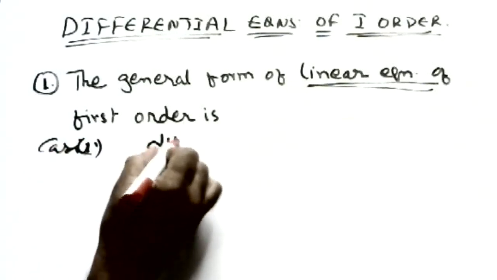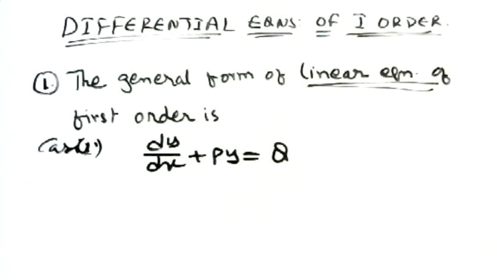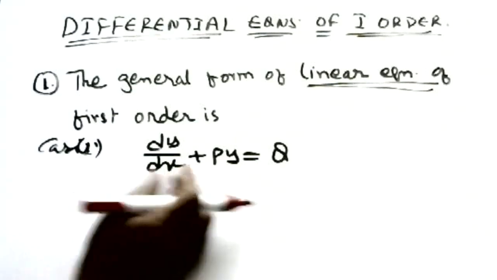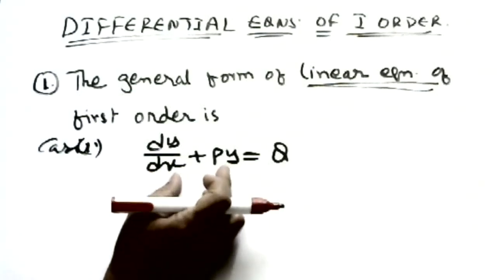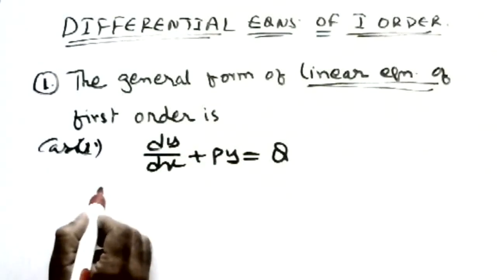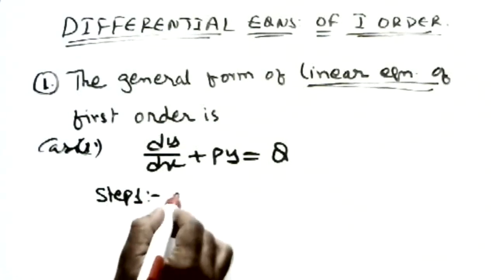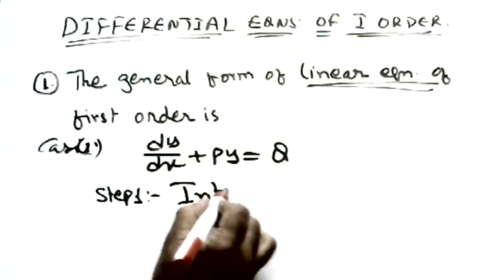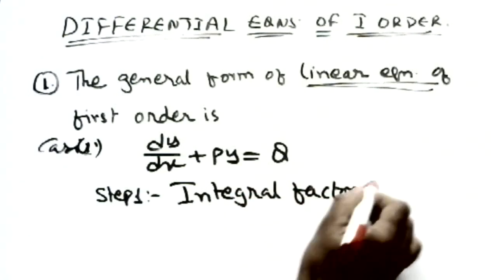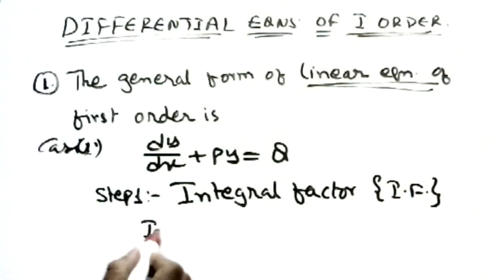Case 1: dy by dx plus py equals q. If a question is given like this, with dy by dx and p here, then we must think that this is of the type of linear differential equation. For this, we have two steps. Step 1, we have to find the integral factor. In short, we write IF, meaning integral factor.